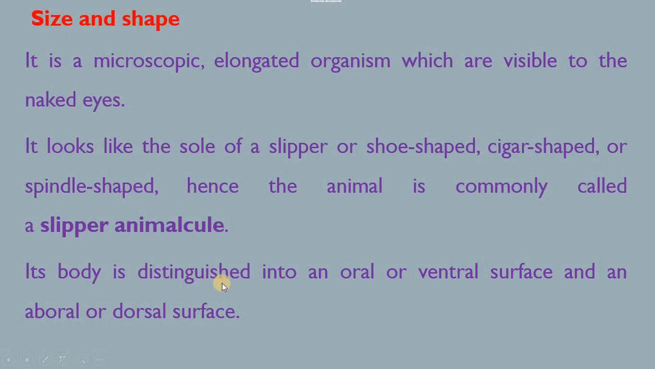Its body is distinguished into an oral or ventral surface and an aboral or dorsal surface. Its shape is usually constant and in general asymmetrical. It is 4 times as long as broad and cylindrical with different ends. Its body is elongated, blunt and rounded at the anterior end and somewhat pointed at the posterior end. Its anterior half of the body is slightly twisted.